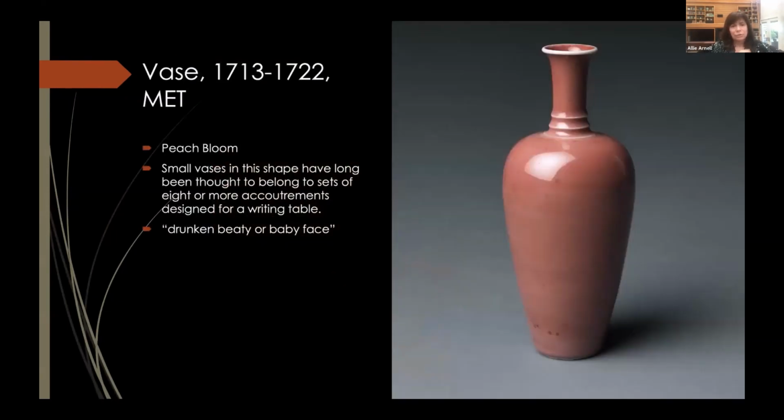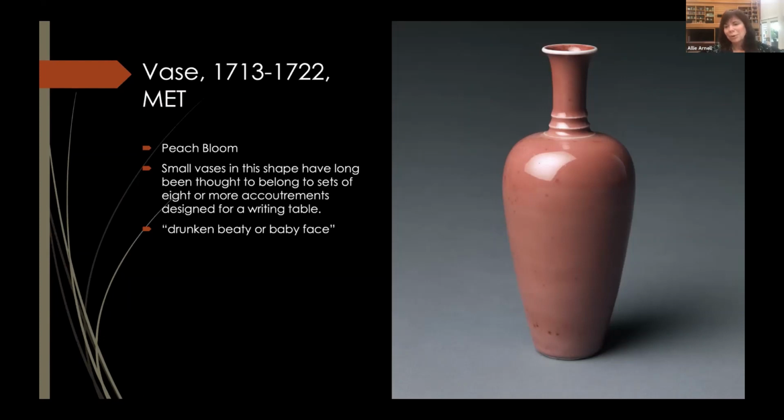This is a beautiful peach bloom glaze. And this is actually a very small vase, and it would have been made in a set of several vases that would have been often given as gifts for a scholar's table. And we'll just say that those of you who are students of the history of China understand that scholarship is very important in China. And in order to become a government official in many of these dynasties, you had to take exams. So these would have been given as gifts.